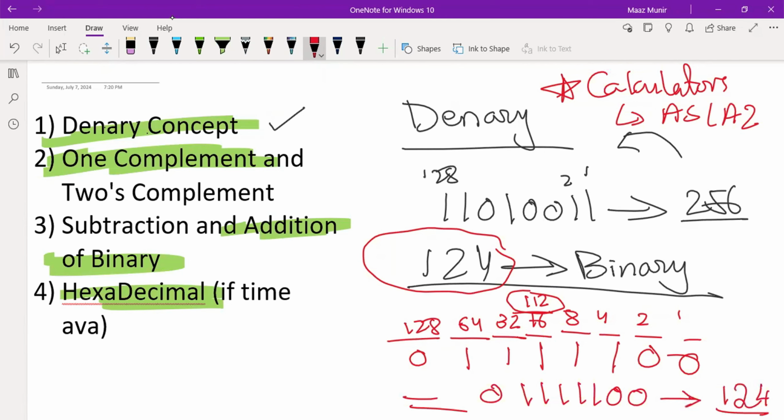This binary basically represents 124. Now this concept has already been taught in your O levels, but for the students who didn't take O level CS, you should be able to convert denary back into binary. This was the first method.